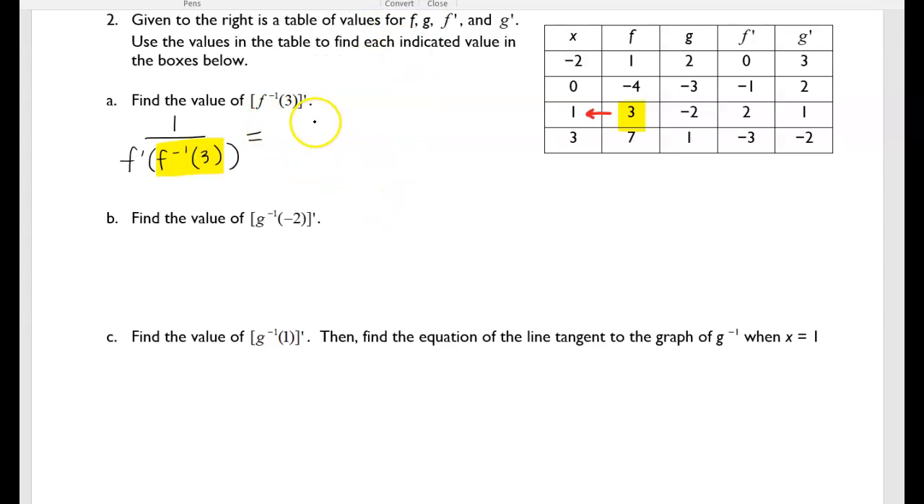And so this is really 1 over f prime of 1. I'm going to look at my f prime column and go down to the x value 1, and I see that it's 2. So this is 1 over 2.